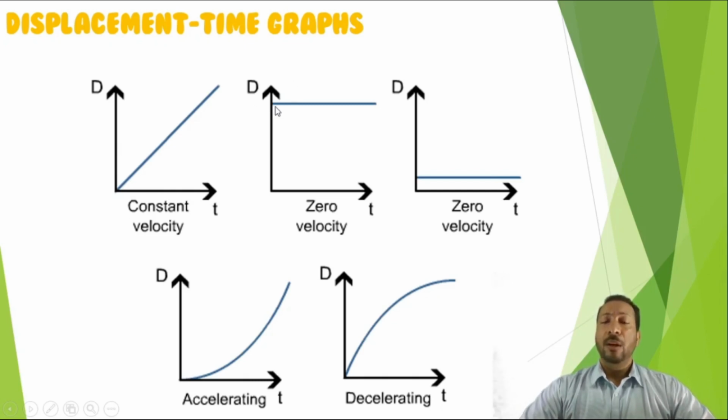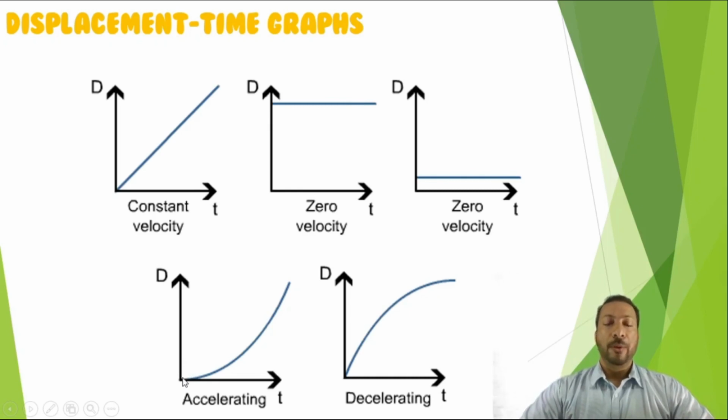If you have a horizontal line, on the other hand, whether high or low, that means you have zero velocity. Why does it mean you have zero velocity? Well, because the displacement isn't changing. The person isn't moving at all, no matter what time it is on the horizontal axis. So if they are not moving, then their velocity is 0.